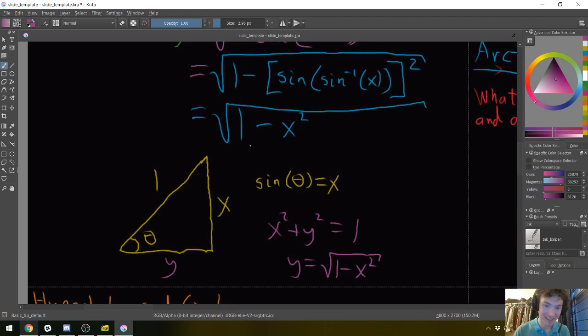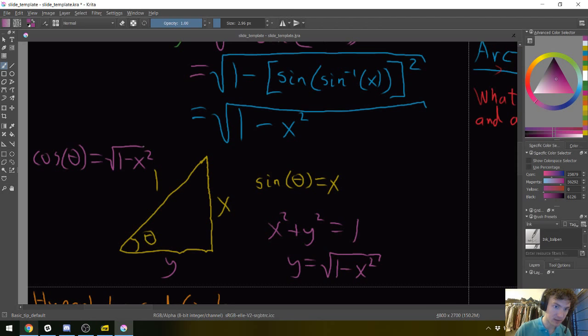Okay, so what's cosine of theta then? Cosine of theta is adjacent over hypotenuse. Adjacent is y. Hypotenuse is 1. So cosine theta is y over 1, which is y. And you've just told me y is the square root of 1 minus x squared. So do you agree that in this triangle I've drawn, cosine theta is square root of 1 minus x squared?